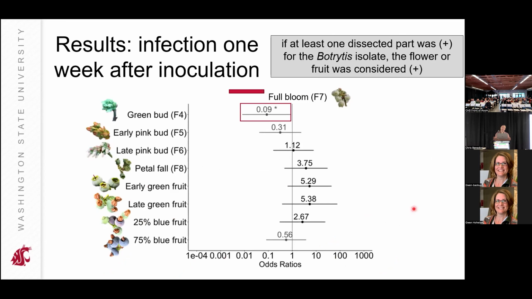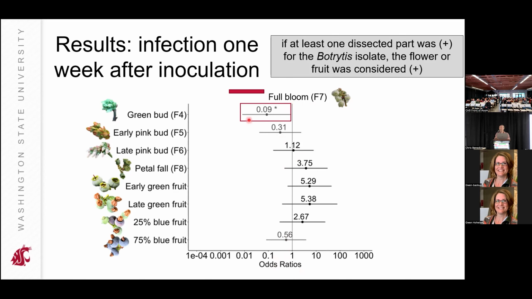Okay, this is a slide I want to spend a bit of time on. This graph shows the relative likelihood of infection by botrytis at different stages, and it reflects entire flower or fruit parts. As I mentioned, we dissected flowers and fruit and plated them onto the medium. These results are based on whether at least one part was positive for the isolate of botrytis; if so, the entire flower or fruit was regarded as positive. The odds ratios show relative susceptibility relative to full bloom, which we set as our baseline because our hypothesis was that full bloom, F7, was the most susceptible stage.